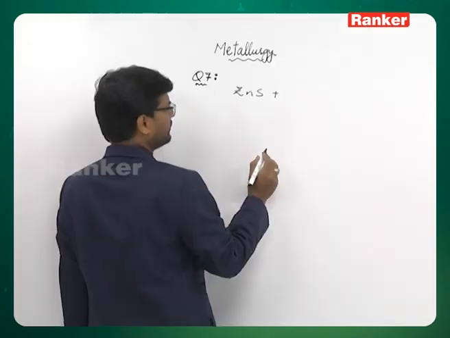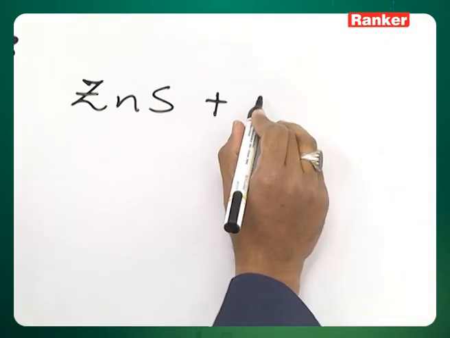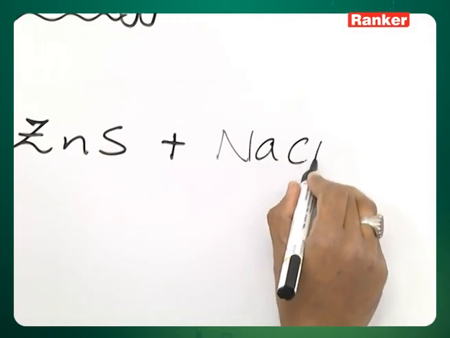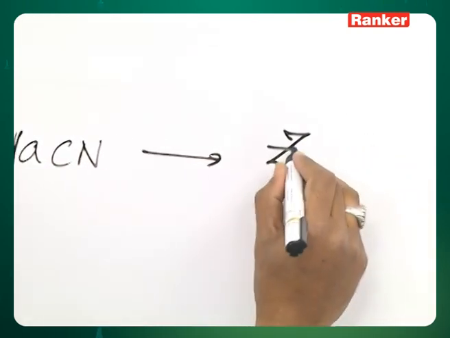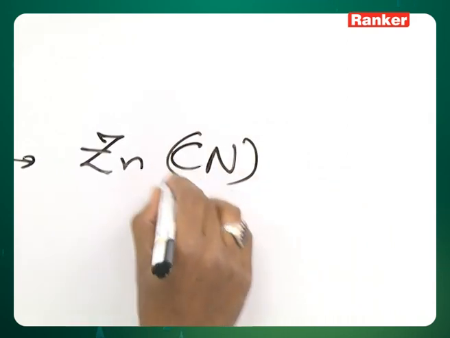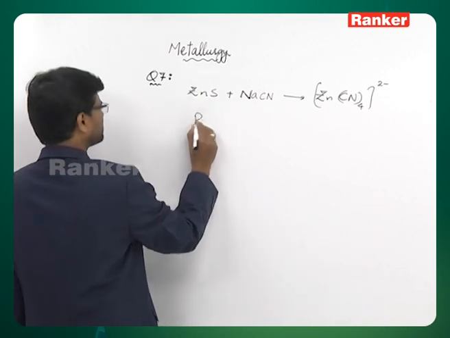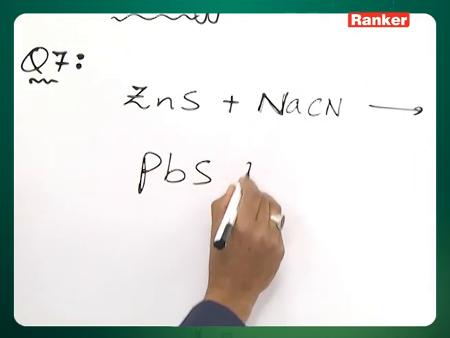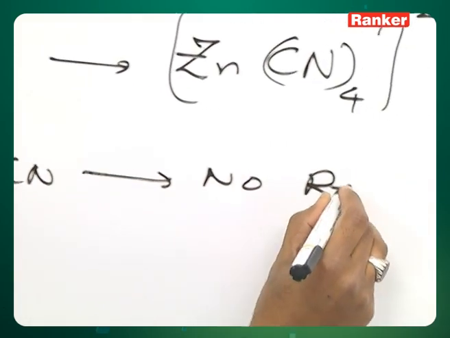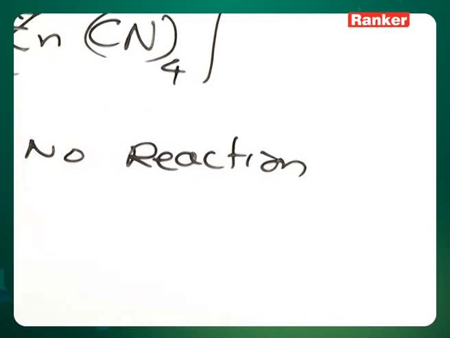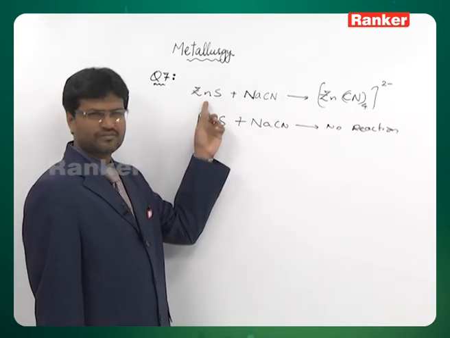When you are concentrating PbS, ZnS is present as an impurity. So we add sodium cyanide. Sodium cyanide will form a soluble complex with ZnS. With PbS, there is no reaction. So when you are concentrating PbS by froth flotation technique, add sodium cyanide. That will take care of ZnS impurity.